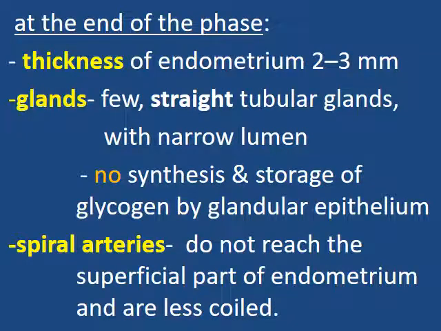So at the end of this proliferative phase, the thickness of endometrium becomes 2 to 3 mm. Glands are few in number. They are straight tubular with narrow lumen, but no synthesis and storage of glycogen by glandular epithelium occurs. Spiral arteries do not reach the superficial part of endometrium and are less coiled.